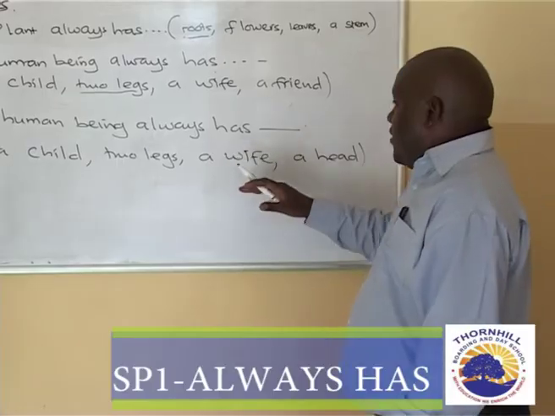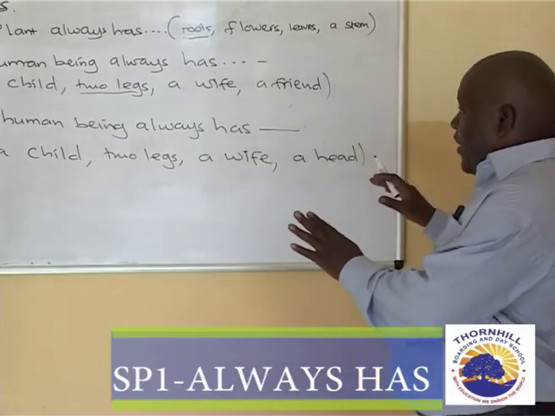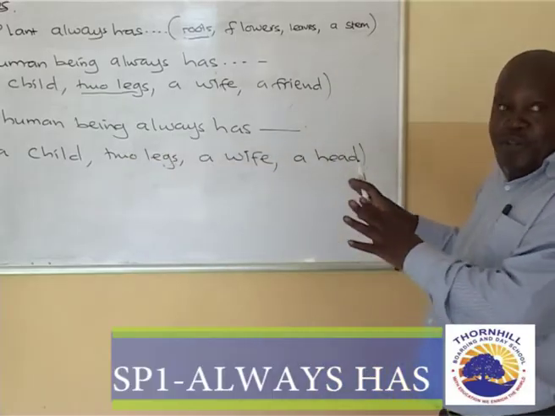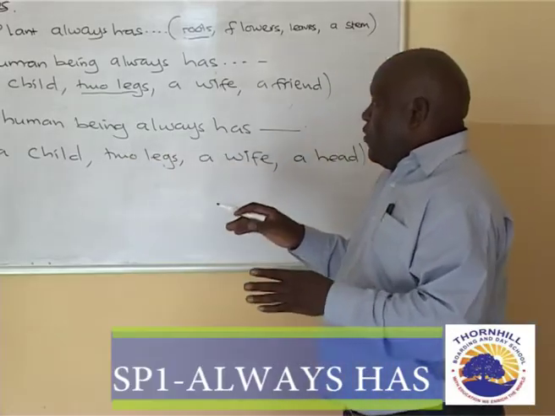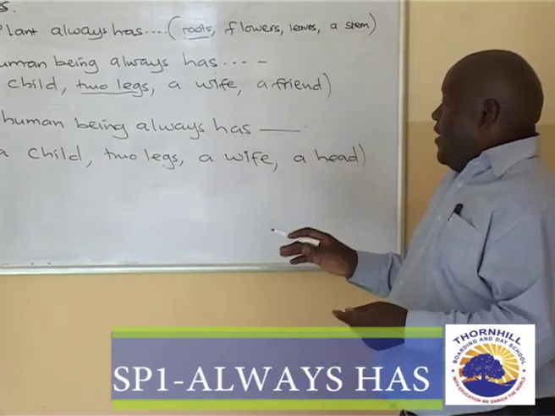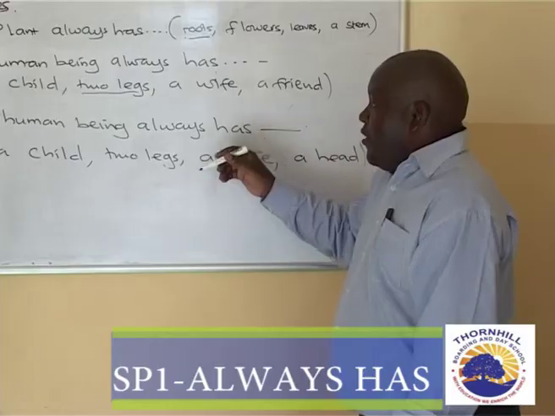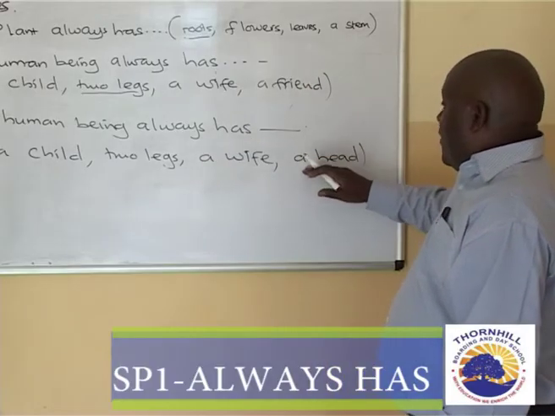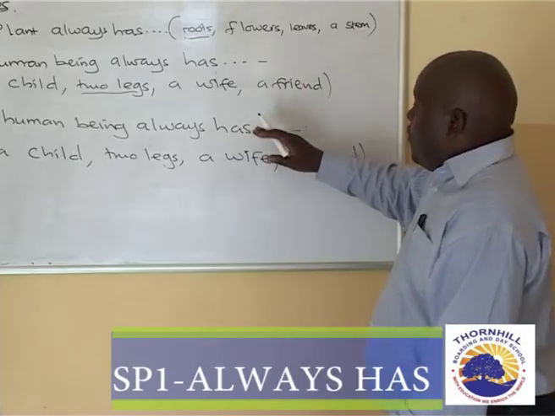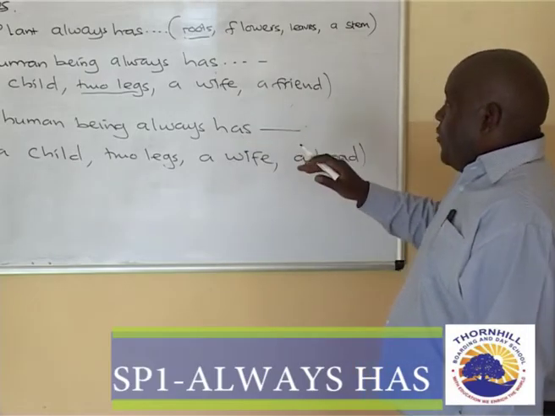Then we come to a wife. We said a wife, no. Now we are looking at a head and 2 legs here. Which one is more important? There are certain people who are lame, they don't have legs, but yet they are human beings. Therefore, our best answer now in 2-2 becomes a head, and this is the answer which we will put on a human being always has.